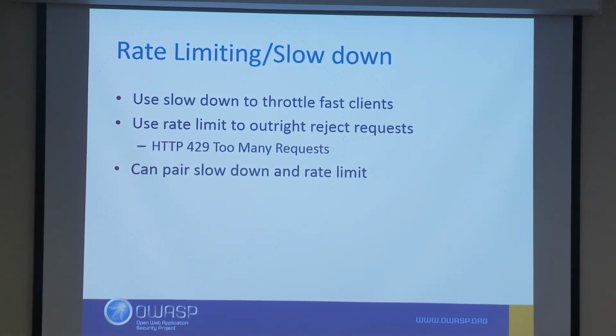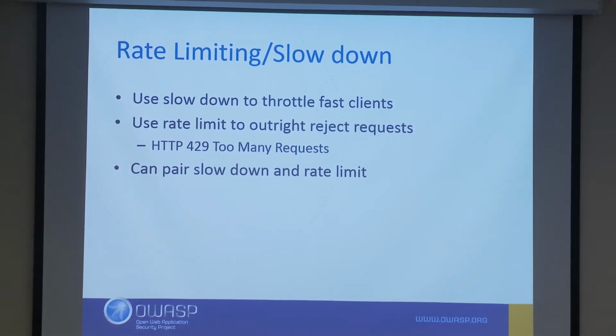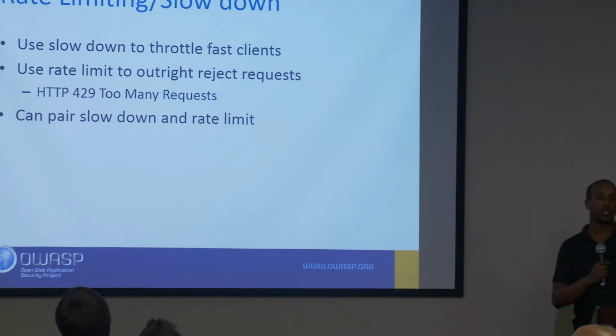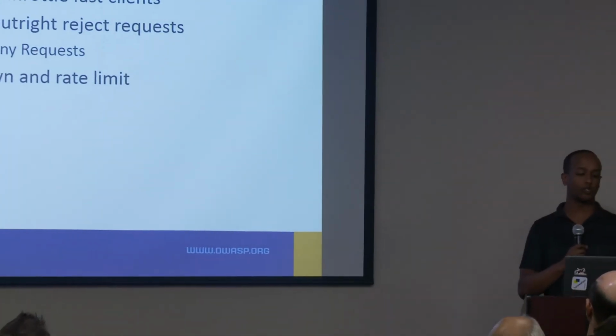Normally, slowdown would create a lot of open connections if you have too many slowdowns happening, and a user can cause a DOS on your system by creating a lot of connections and keeping them open. So what we can usually do is pair throttling and rate limiting in order to slow down clients up to a given limit, after which you start denying requests.